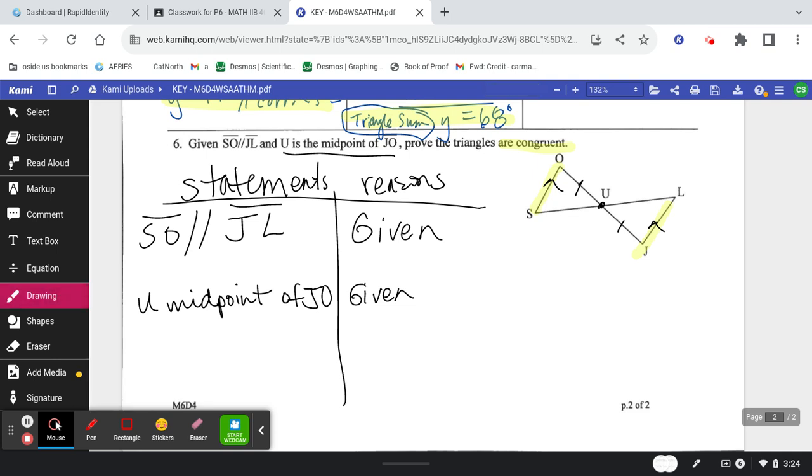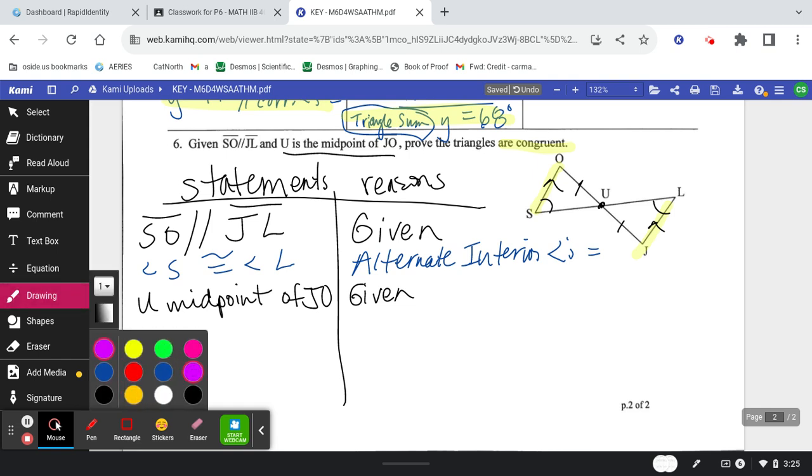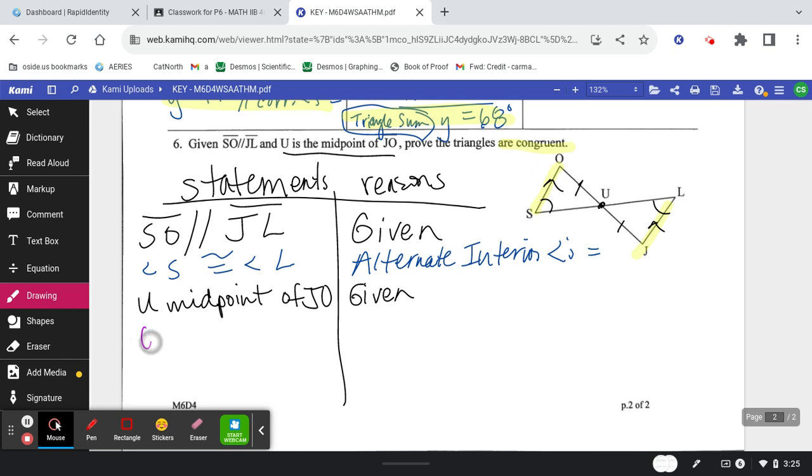From the parallel lines, can't I say that alternate interior angles are equal? So I could say that angle S is congruent to angle L, by the alternate interior angle theorem. And if U is the midpoint of JO was a given, then can't I say that OU is congruent to JU? And that's by definition of midpoint.